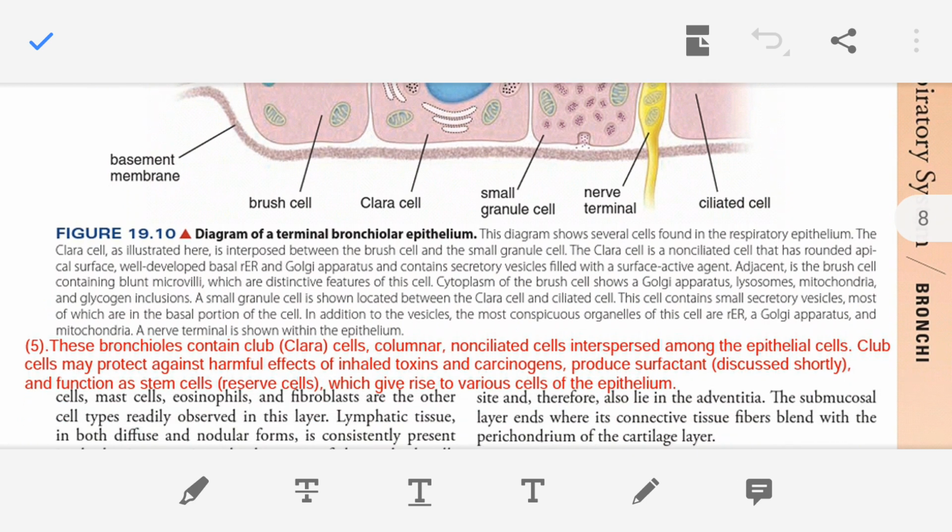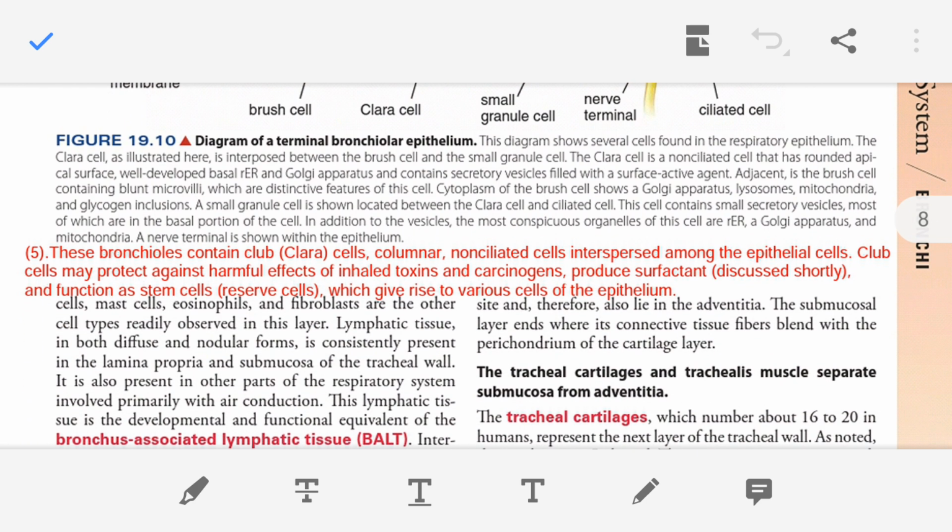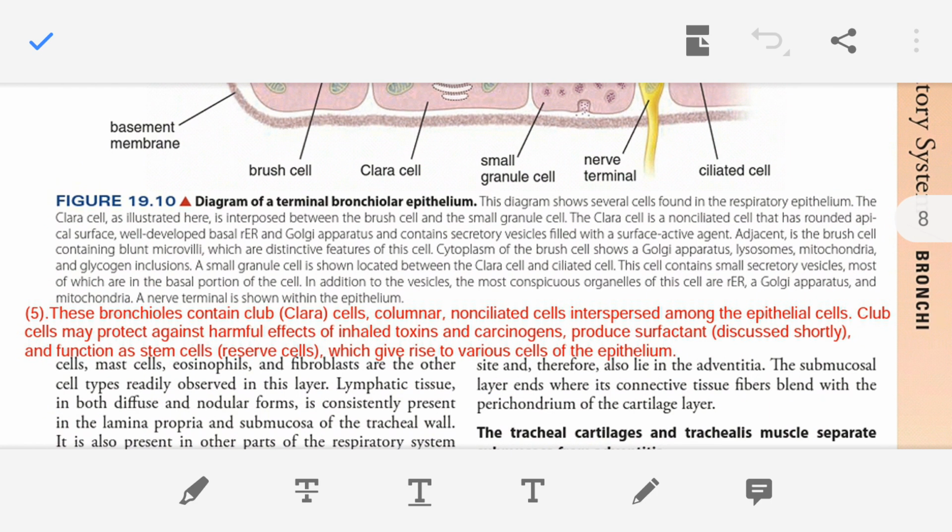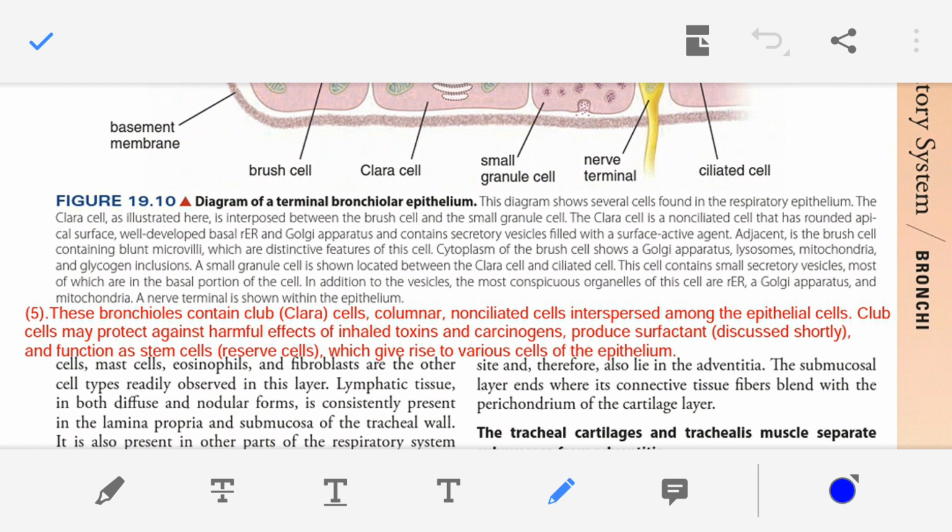Now, what is the role these Clara cells are playing? The Clara cells, which are present in the epithelium of the bronchiole, the terminal bronchiole, are also known as club cells. These cells are columnar and non-ciliated, meaning cilia are not present on the surface, and they are interspersed among the epithelial cells. So in between the epithelial cells, the Clara cells are present.